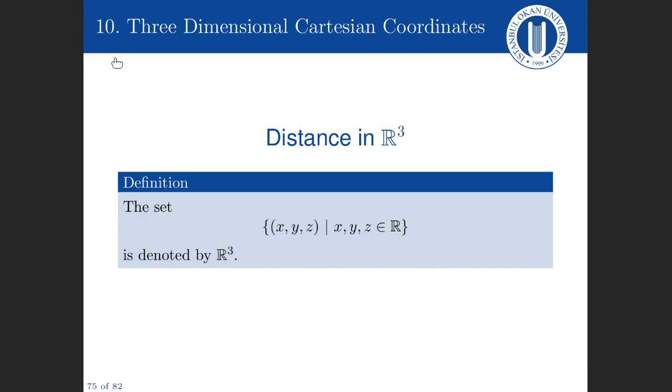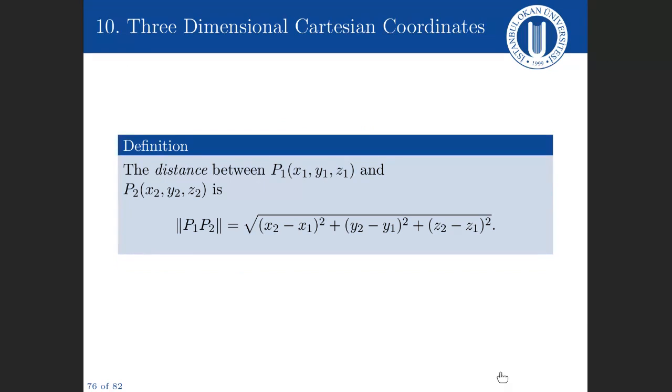We can measure distance in three-dimensional space. As I said before, the set of all of the points x, y, z, where x is any real number, y is any real number, z is any real number. We have real number, real number, real number, or real numbers cubed. This set is called R^3. And just as we did in R^2, we can measure the distance between any two points. This is the formula. Distance between P1 and P2 is the square root of x2 minus x1 squared plus y2 minus y1 squared plus z2 minus z1 squared.